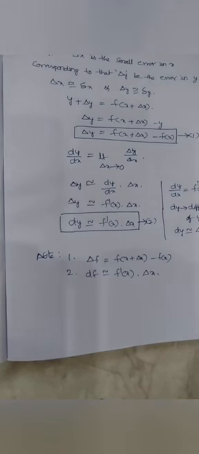Now from equation number 1, we have that delta y is equal to f of x plus delta x minus f of x. This is from equation number 1. From this I am going to find out the value of f of x plus delta x. So what I get here is delta y plus f of x.